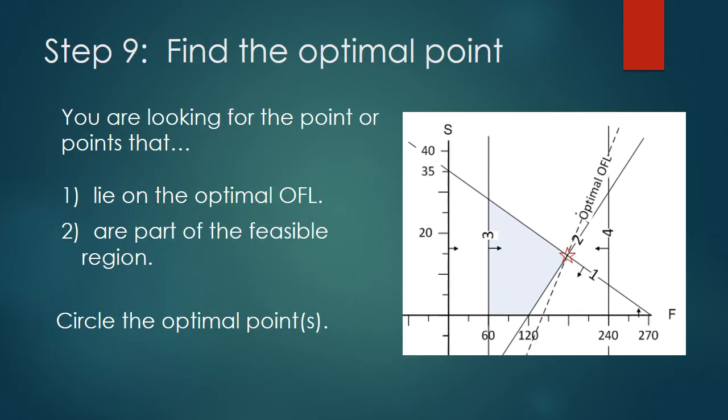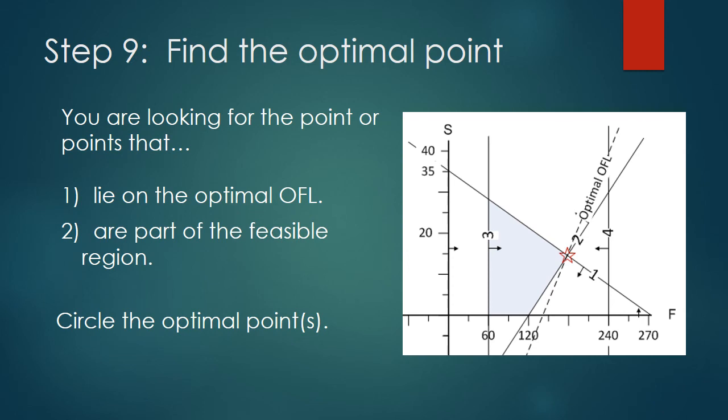So we found the optimal point. It has to be on the optimal OFL, and it has to be in the feasible region. Any point that meets those two conditions is an optimal point. In this problem, as you can see, there's only one. Most of the time there's only one, but sometimes there can be more, something called alternative optima that we'll talk about later. But for right now, we're almost done.